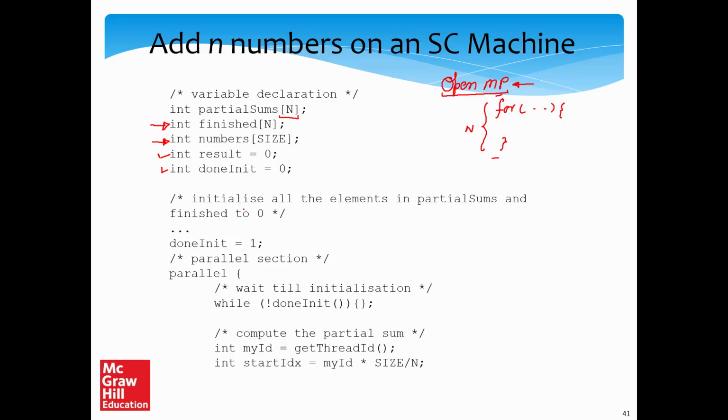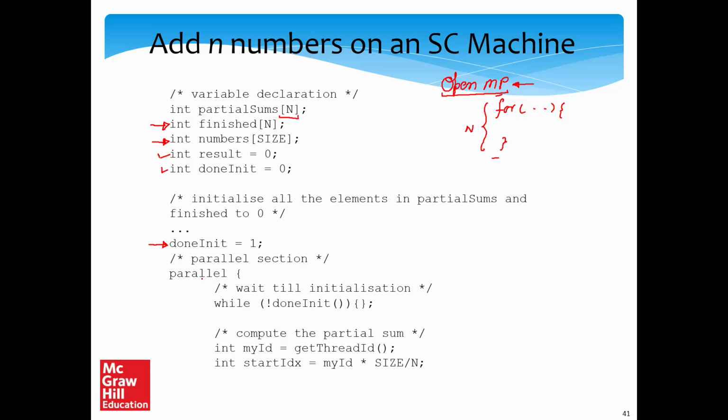So let's look at the code, and while looking at the code, the meanings of all of these fields will be self-evident. Let's initialize all the elements in the partial sums array to 0, and all the Boolean flags in the finished array to 0. After doing this, let's set done init to 1, which means that our initialization is done. So let's start the parallel section.